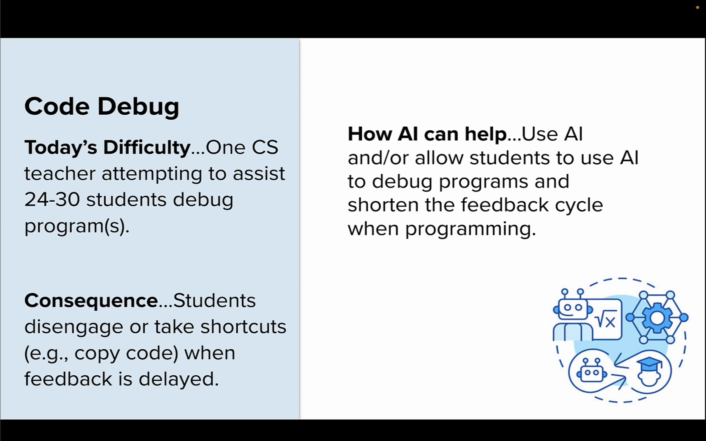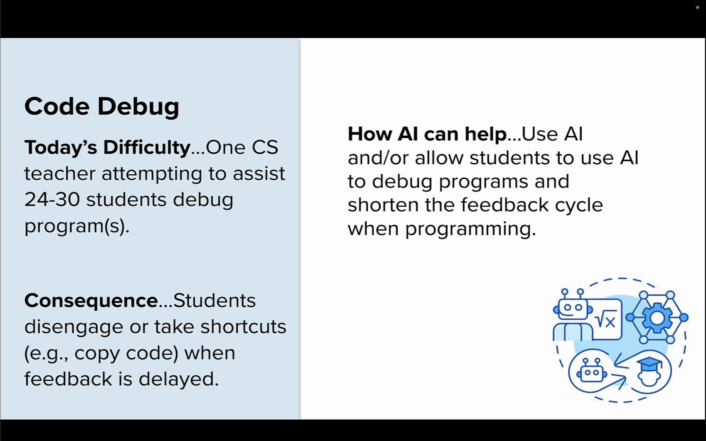Many CS classrooms have 24 to 30 students working on different code segments at the same time, and a subset of those students are often waiting for assistance from a teacher or classmate. AI can really help in this scenario by shortening the teacher-student feedback loop. AI can be used by either the teacher or the students to debug the desired code quickly.